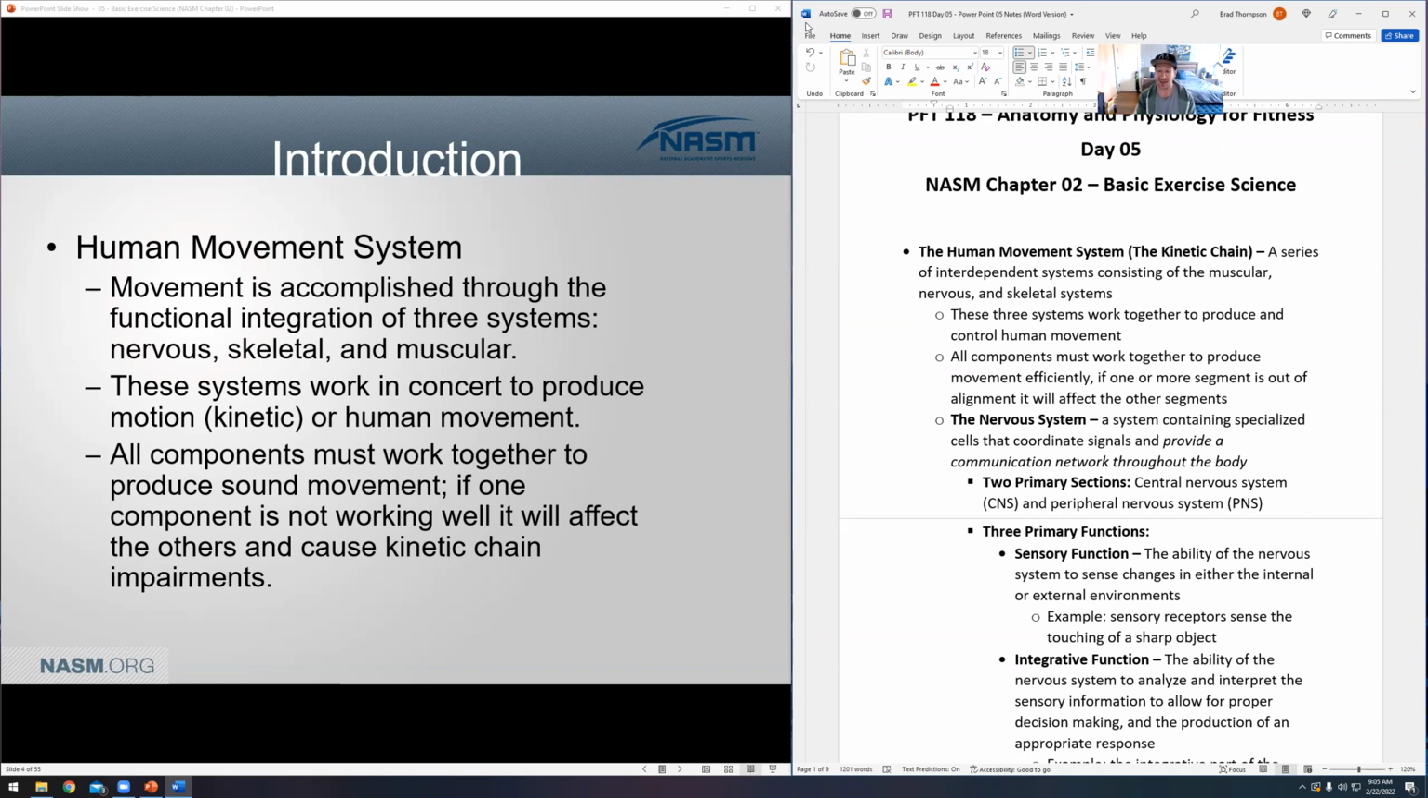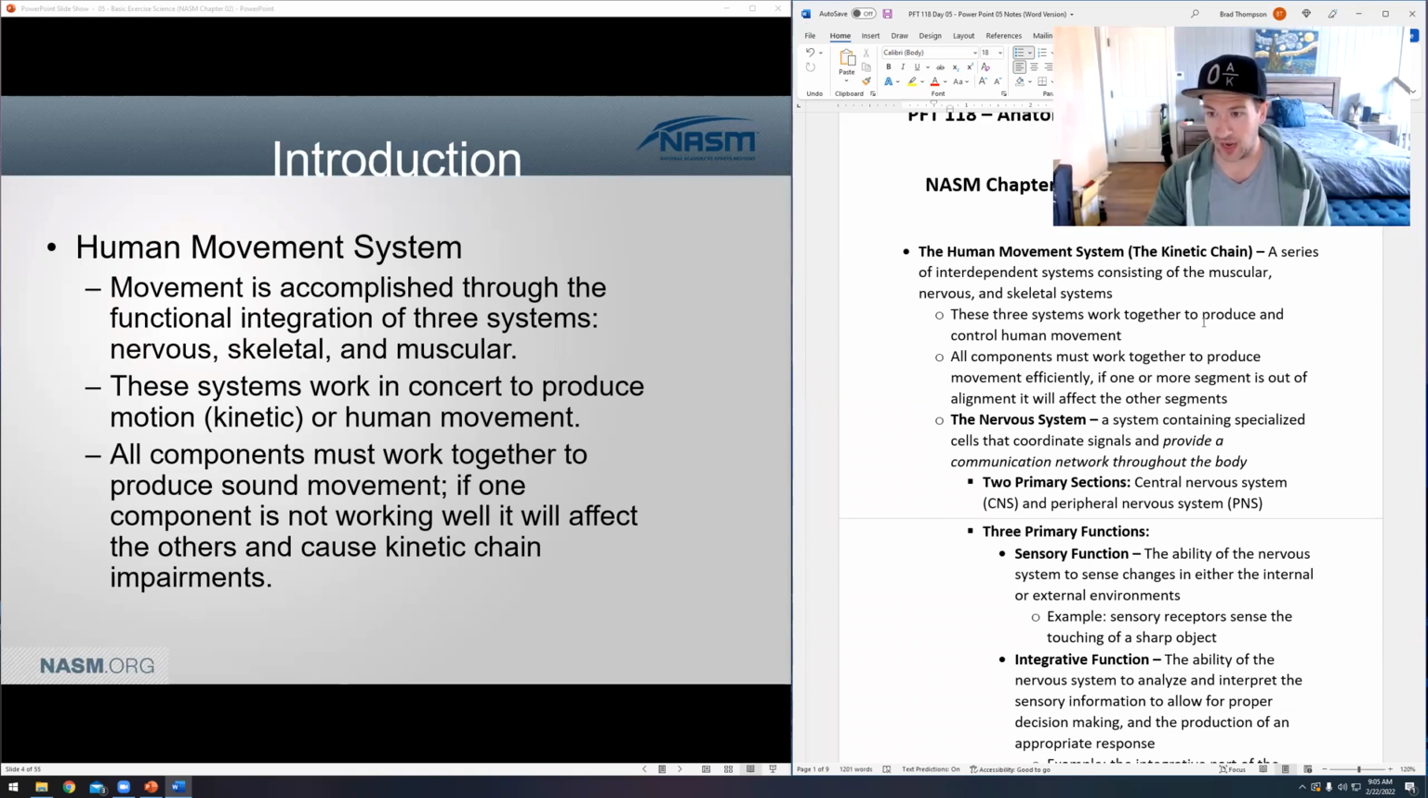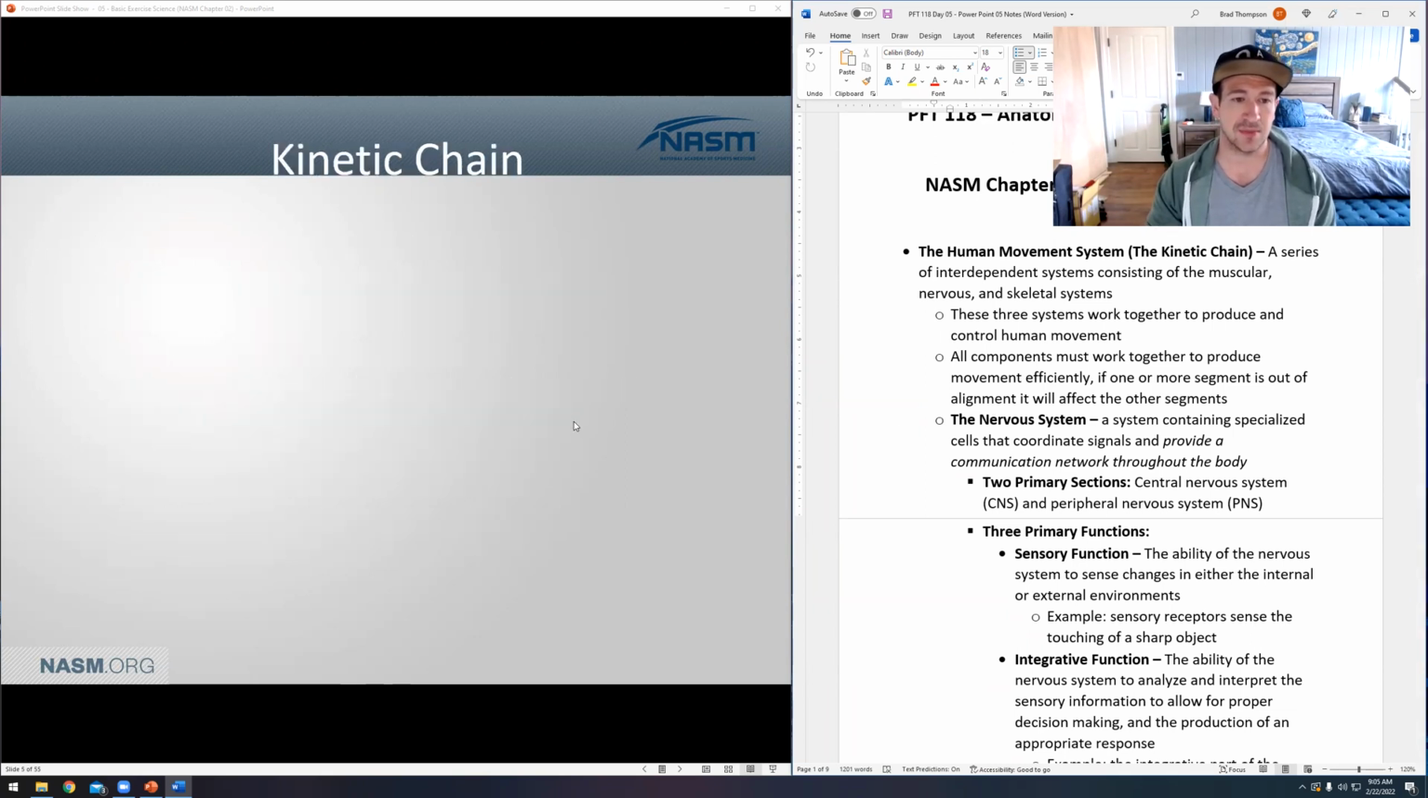Or if your muscular system has like a tear in it, your nervous system is going to be very sensitive to it. And then that whole thing is going to move you into a different alignment to avoid the aches and pains. Now your skeletal system is, again, moving the wrong way. So if any of the links are messed up, they're all messed up, right? And that rounded approach to kinesiology, that rounded approach to understanding human movement is at the core of what we do as personal trainers, right?